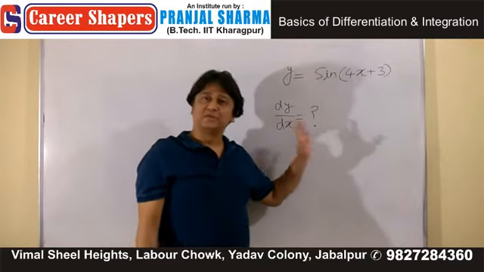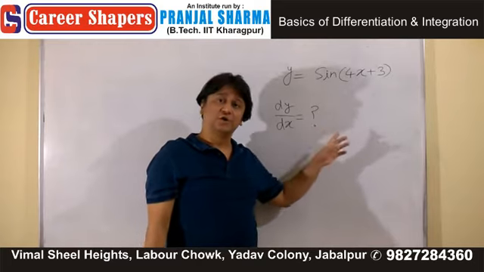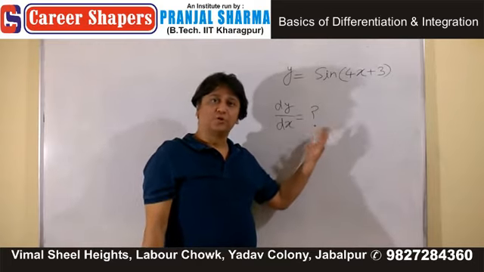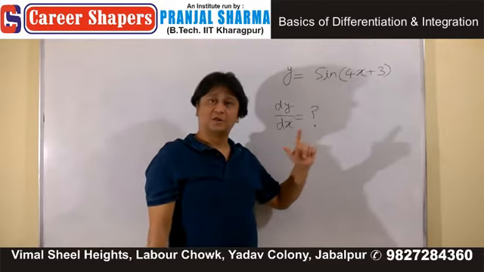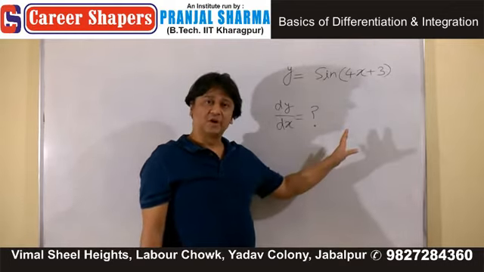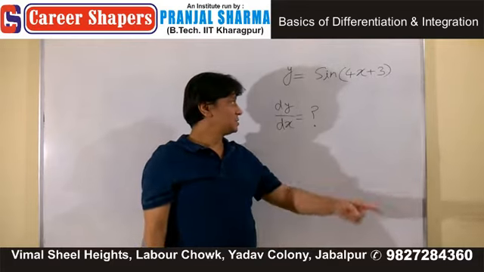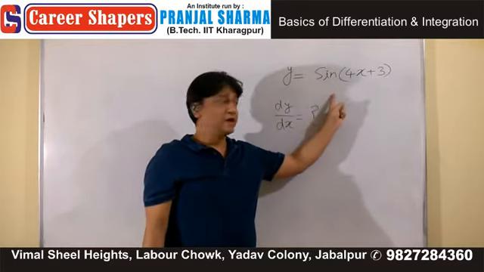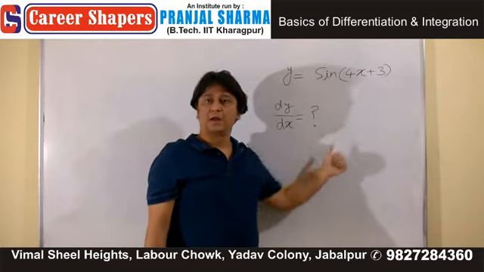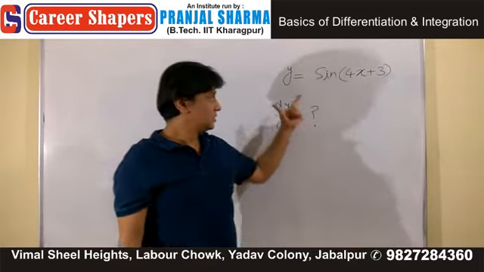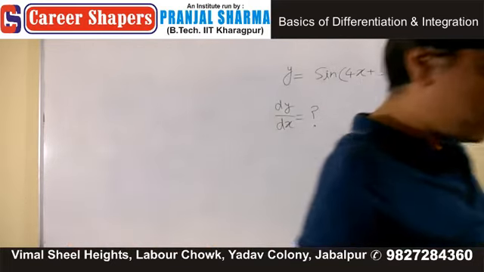You must have seen this type of thing in oscillation in physics. We'll need this type of differentiation in 12th physics also, and therefore give it 30 seconds. If you can, then write down your answer in the comment box. Y is sine of 4x plus 3, and you need to find dy upon dx. Put down the question and try to answer it.